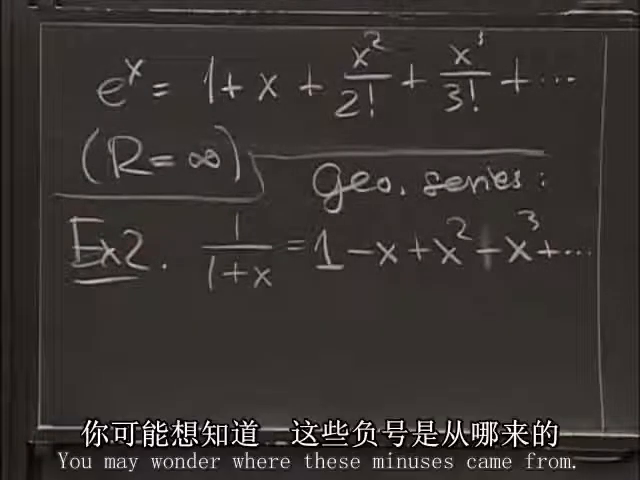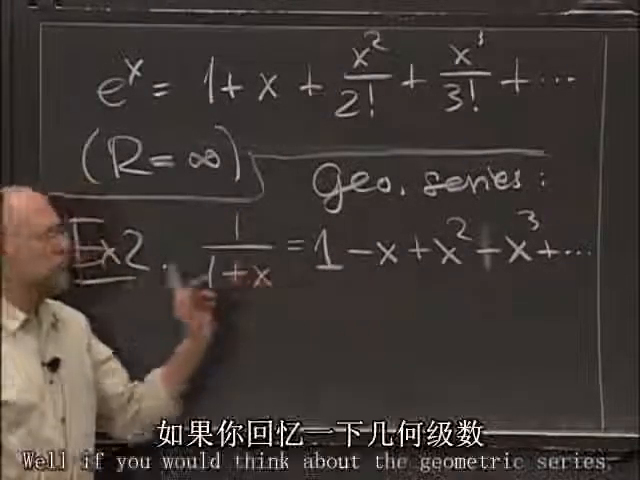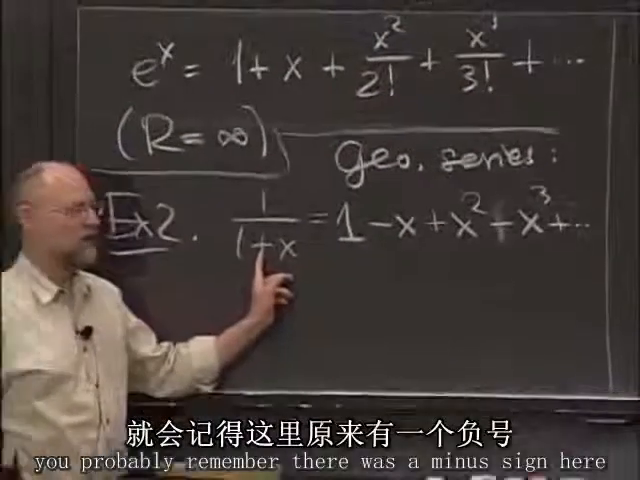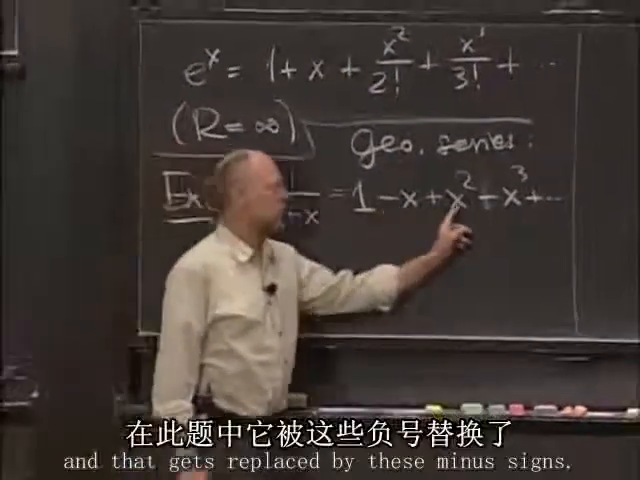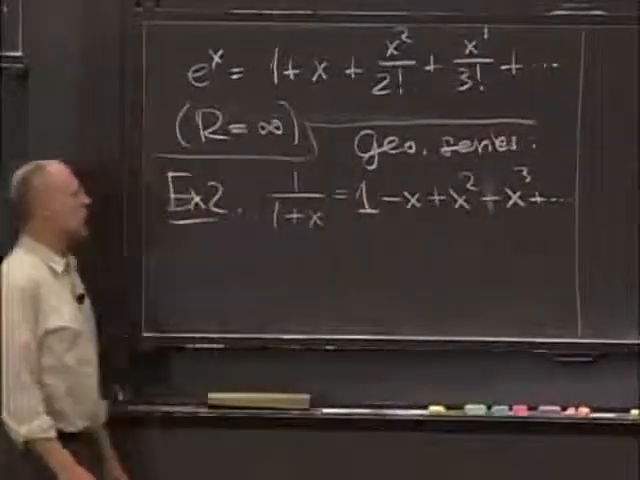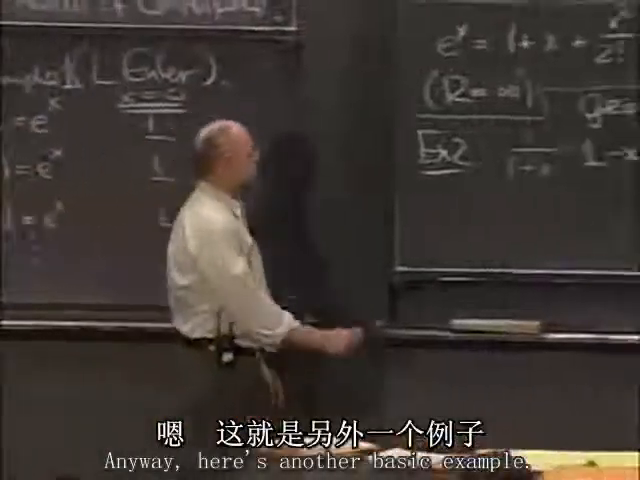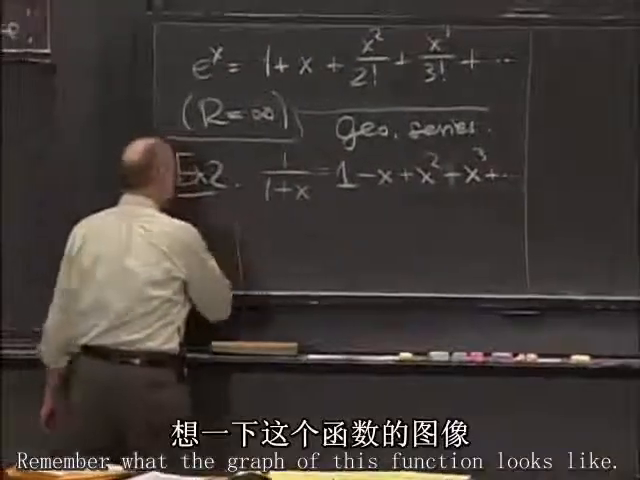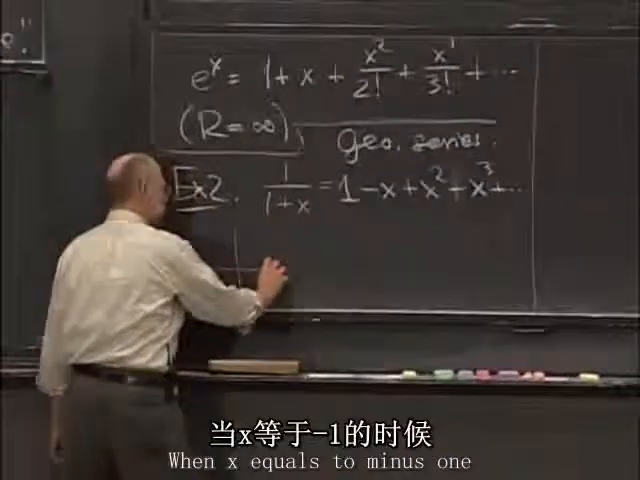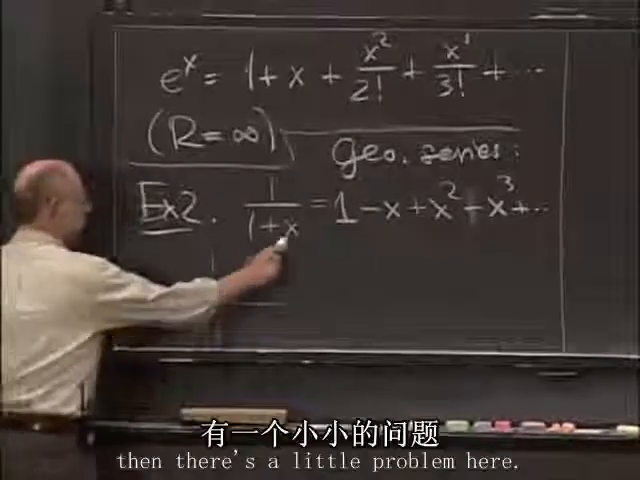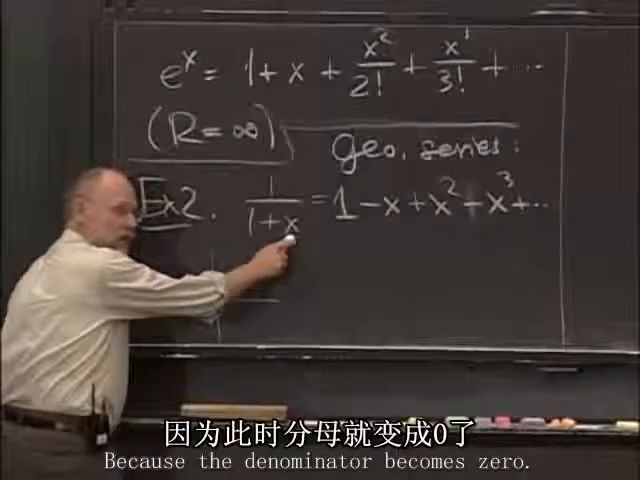You may wonder where these minuses came from. Well, if you think about the geometric series, as you probably remember it, there was a minus sign here, and that gets replaced by these minus signs. I think maybe Jarrison talked about this also. Anyway, here's another basic example. Remember what the graph of this function looks like when x is equal to minus 1. Then there's a little problem here because the denominator becomes 0.